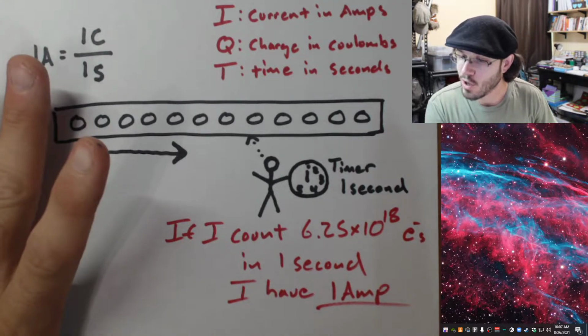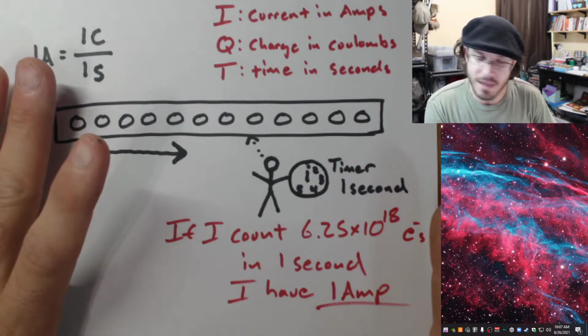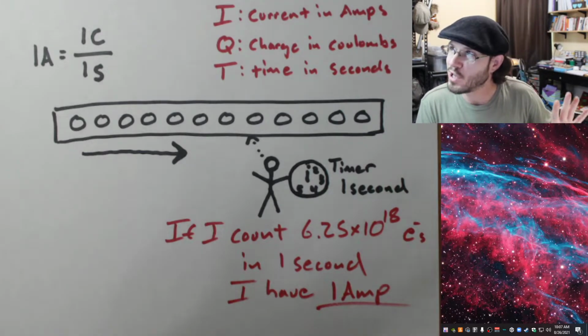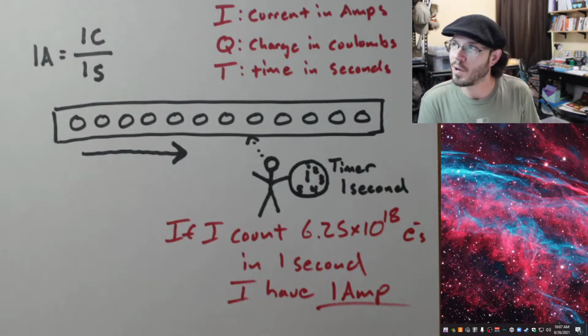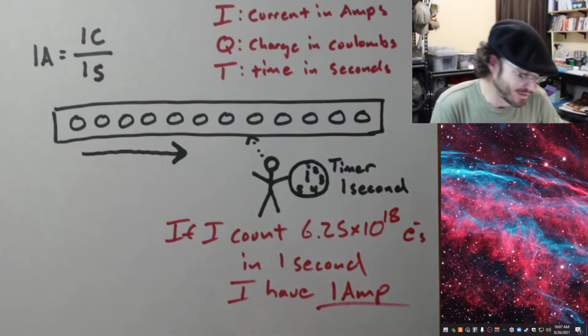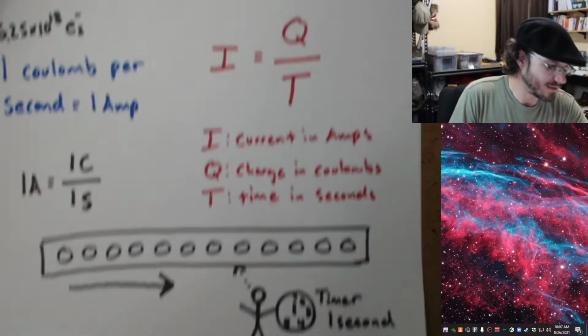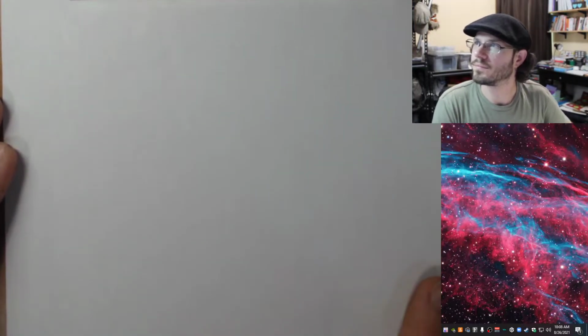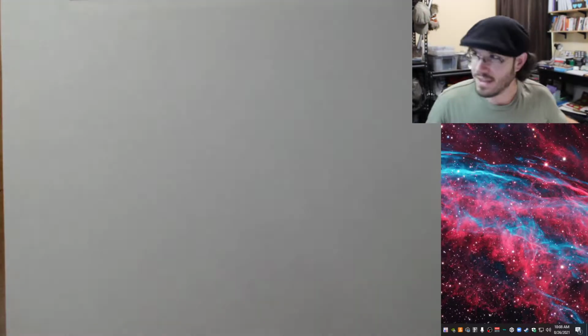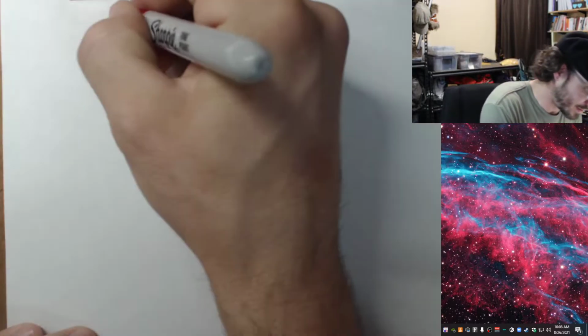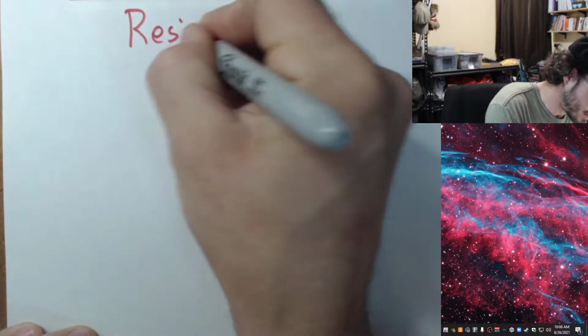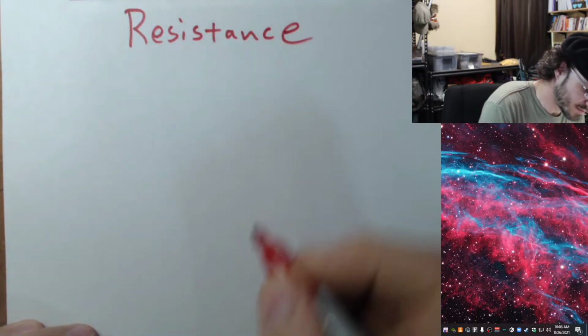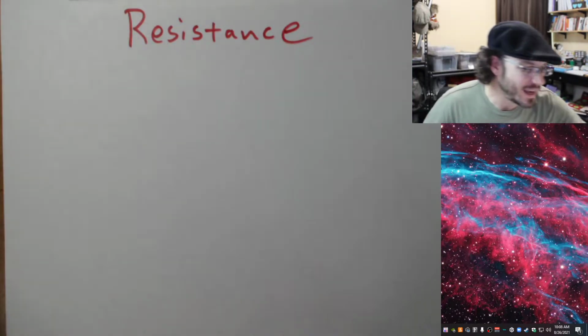Okay, so let's go ahead and keep going with this. We're actually almost done with our quantities. We only need one more. And the last one is resistance. Okay, so to recap, what do we got thus far?